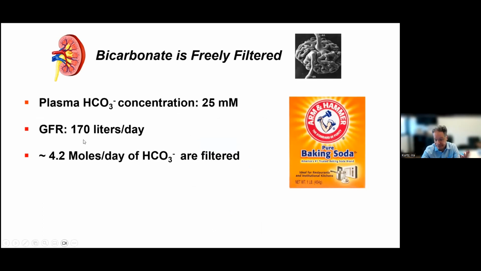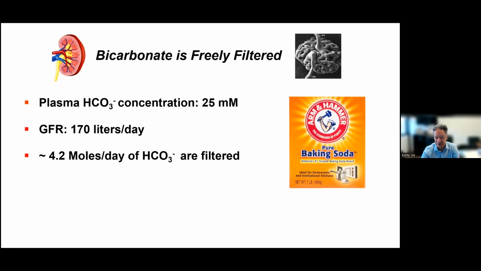The GFR can vary, but let's say the typical GFR is 120 to 150 liters a day. We tend to think in mils per minute, but there's 1,440 minutes in a day. So when you multiply that by the mils per minute, you end up with about 120, 150 liters. So you think of it, that's a problem. Each liter has 25 millimoles of bicarbonate. That's about 4 moles of bicarbonate coming through all our glomeruli every day.